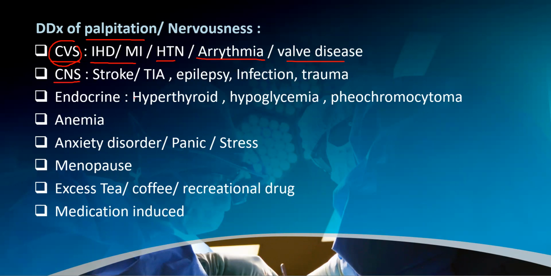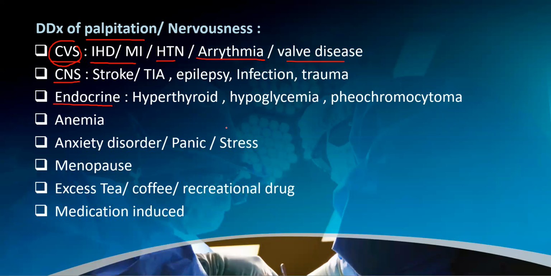In case of CNS, CNS is not directly associated with palpitation, but still we try to rule out, mainly if the patient presents with nervousness. So always rule that out. So CNS: stroke or TIA, epilepsy, infection, trauma, tumor. Always in CNS, you have 4 or 5 differentials: trauma, tumor, infection, stroke, epilepsy. So these 5 are always in CNS.